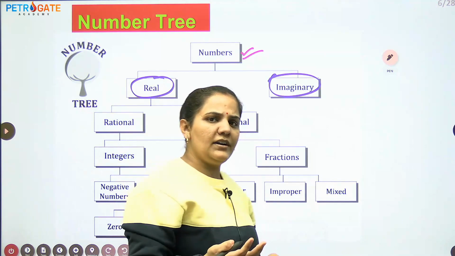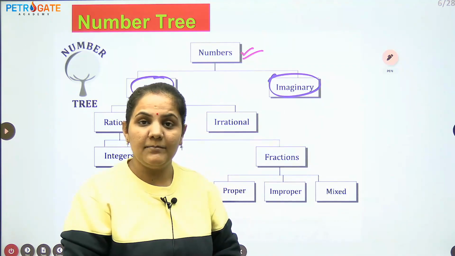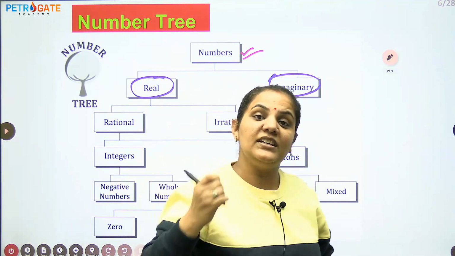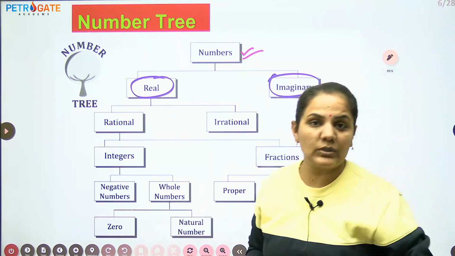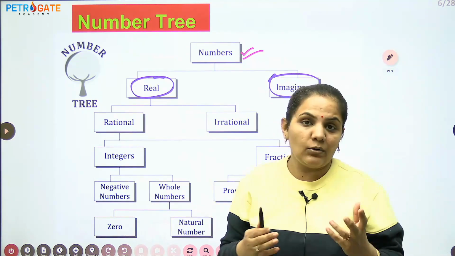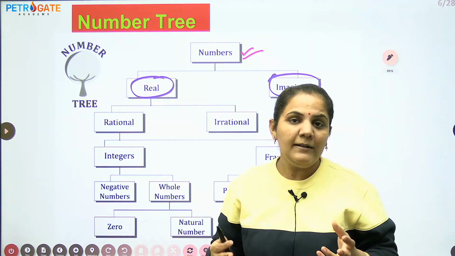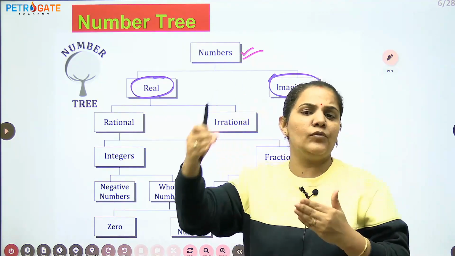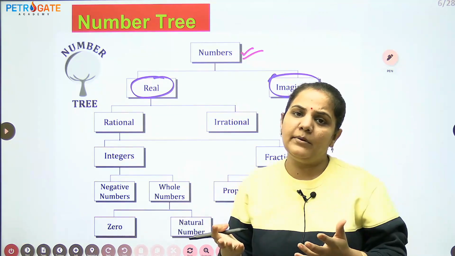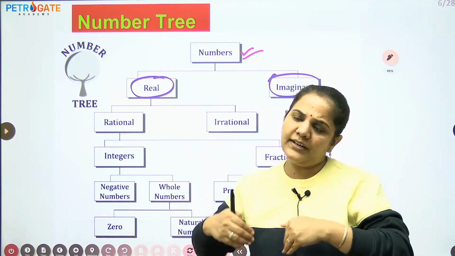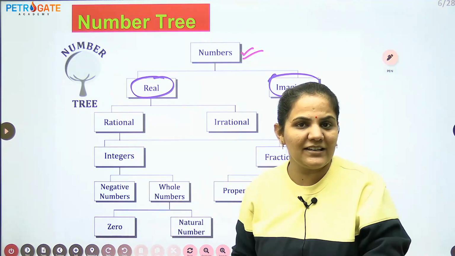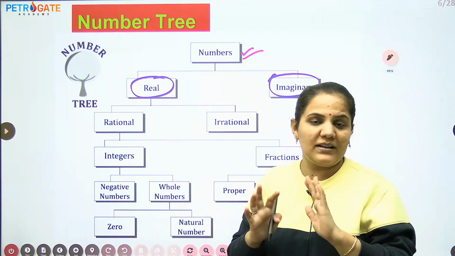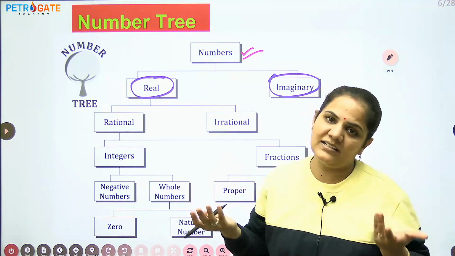Those numbers are called real numbers which are not imaginary. Not imaginary means which do not contain the term iota. Now what is iota? Iota is nothing but the root of -1. So iota is the indication of an imaginary number. If any number contains iota, that number is an imaginary number. But if any number does not have iota, it means it is a real number.